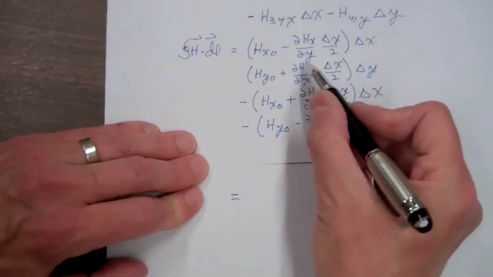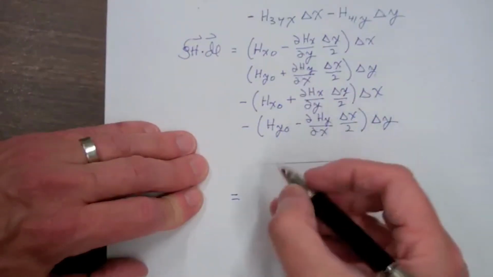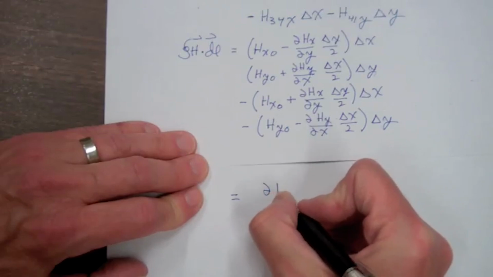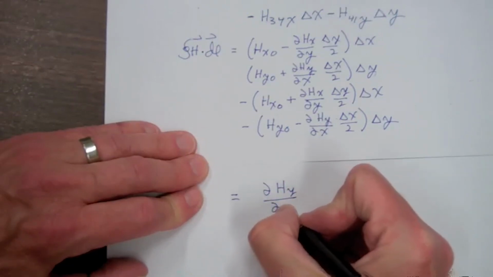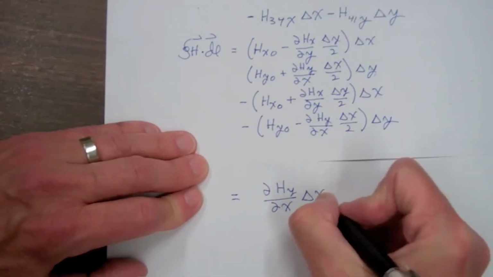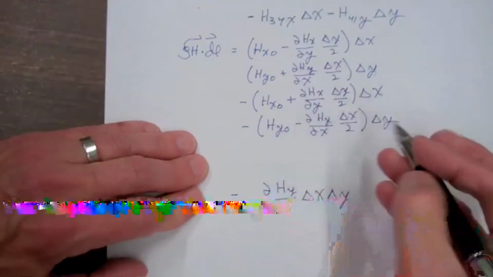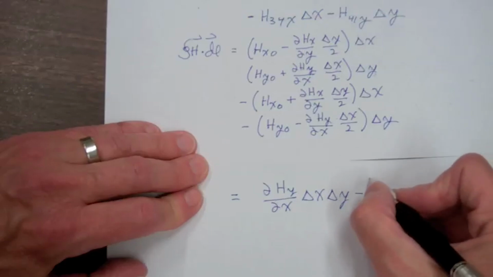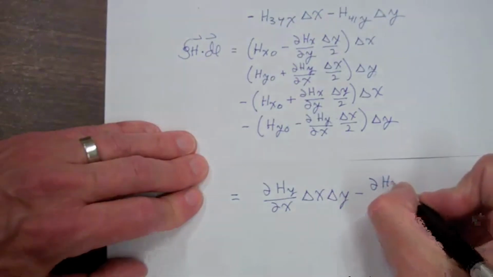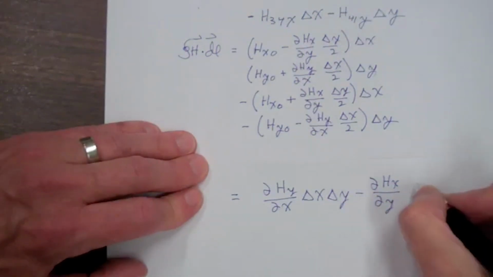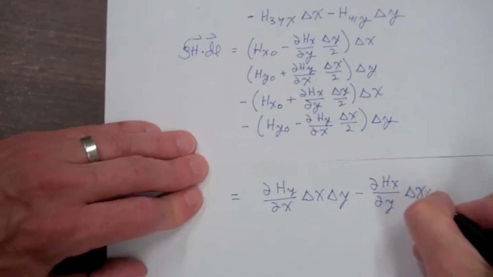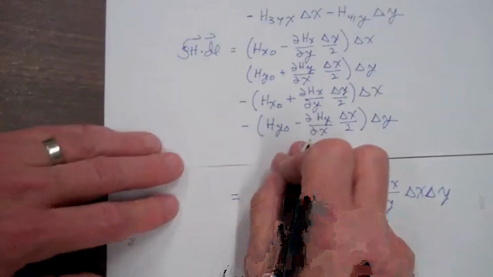Okay, so this term and this term add to give us a partial of h sub y with respect to x delta y. These two terms will add to give us a minus partial of h sub x with respect to y, delta x, delta y.